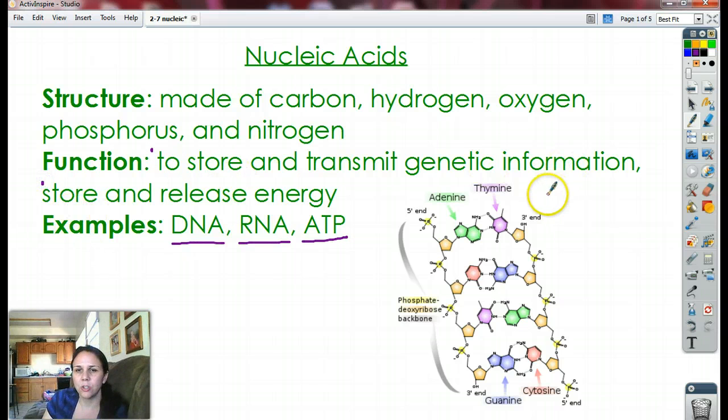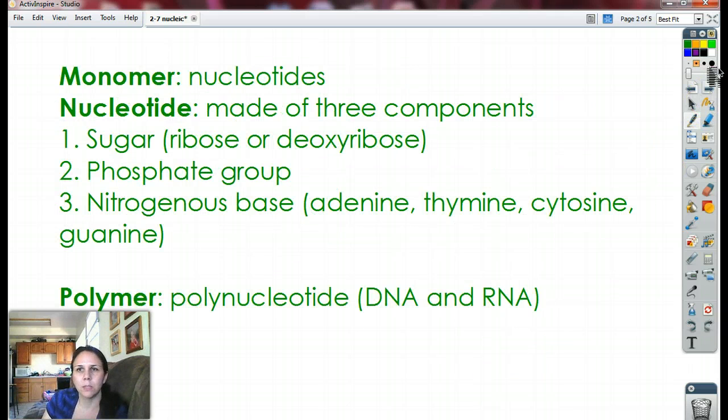Here's a picture of just a generic slice of DNA showing you all the different things in it. You can see all the rings in it. It looks very similar to glucose, but slightly different. But the main structure is that DNA kind of looks like a staircase or a zipper. All right, let's take a look at specifics.